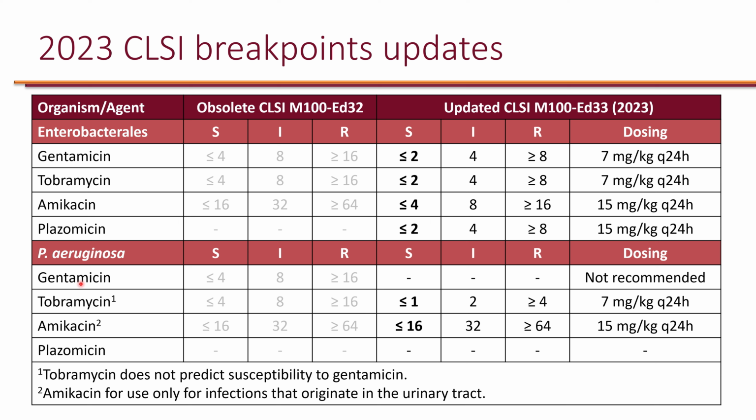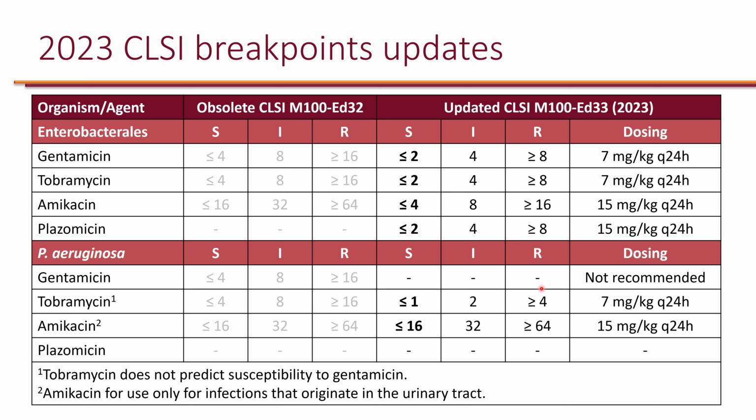Now, with regards to Pseudomonas aeruginosa, previously we had susceptibility breakpoints for gentamicin, tobramycin, and amikacin. What happened in 2023 is that gentamicin, given the distribution of MICs among Pseudomonas isolates and the PK/PD of gentamicin, is no longer considered active against Pseudomonas. So in fact, there are no criteria for susceptibility for gentamicin in regards to Pseudomonas. So it was actually removed.